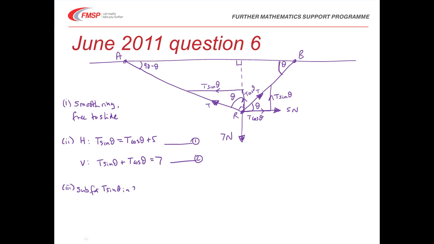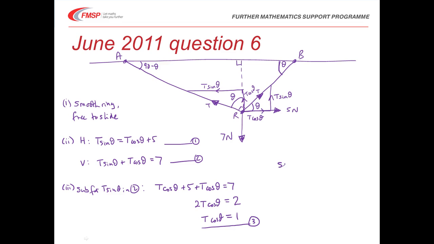in equation 2. So equation 2 becomes, instead of t sin theta, t cos theta plus 5, and then the rest of it plus t cos theta equals 7. So I can remove 5 from both sides, subtract 5 from both sides, and then let's put the two t cos theta terms together. That's 2 t cos theta, and of course by dividing both sides by 2, t cos theta equals 1. So there's a nice simple statement, I'll call it equation 3, about t cos theta.